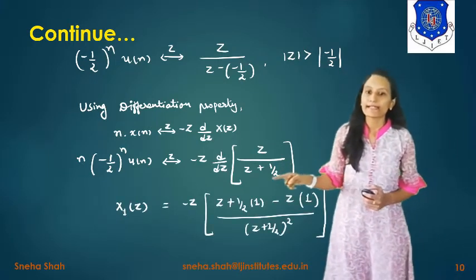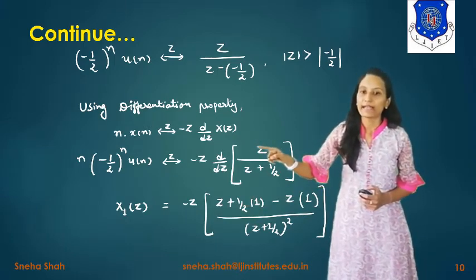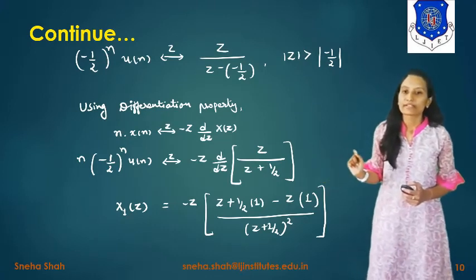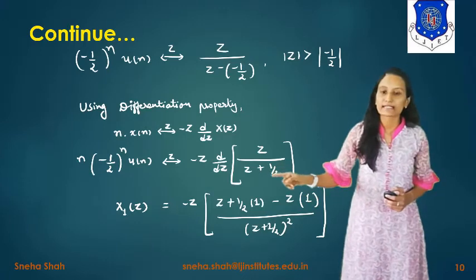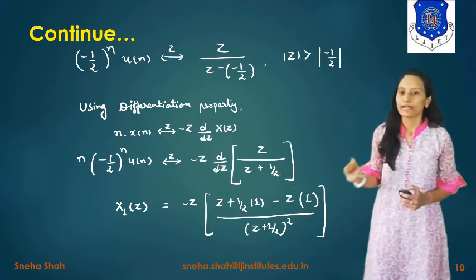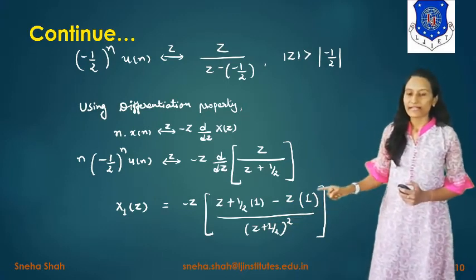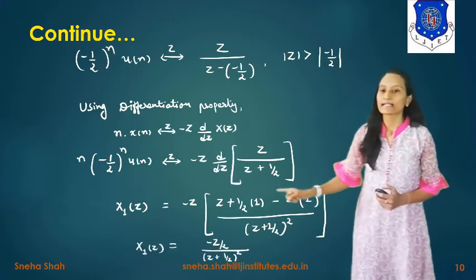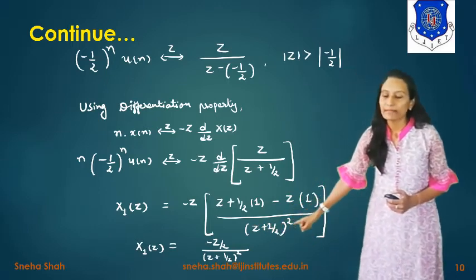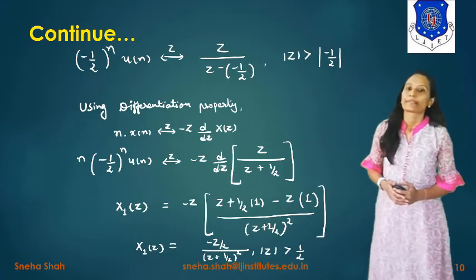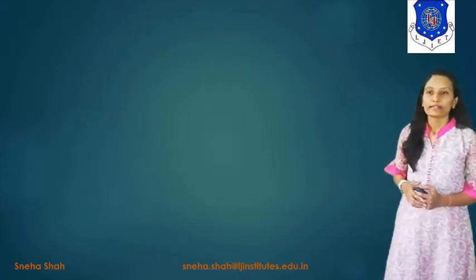Now if we find the differentiation of this, the denominator will be as it is and the numerator's differentiation will be 1, minus the numerator as it is times the denominator's differentiation, divided by the denominator whole square. Now if I simplify this term, the final answer is X1(Z) equals −Z/2 divided by (Z plus 1/2) whole square. And the ROC will be |Z| greater than 1/2.